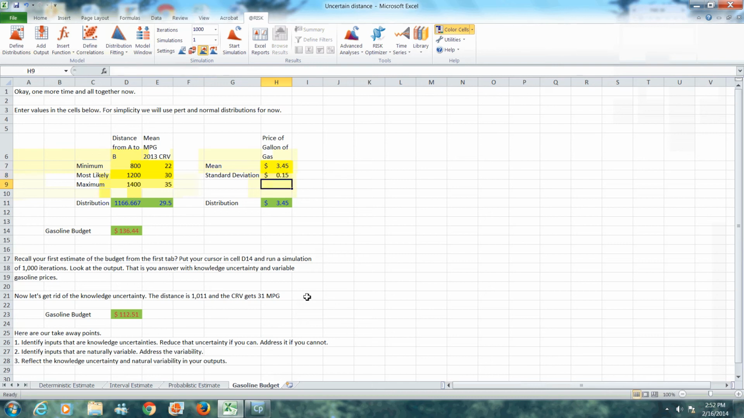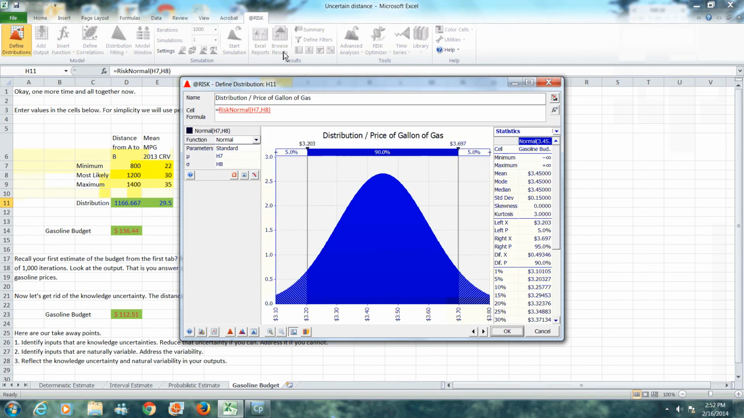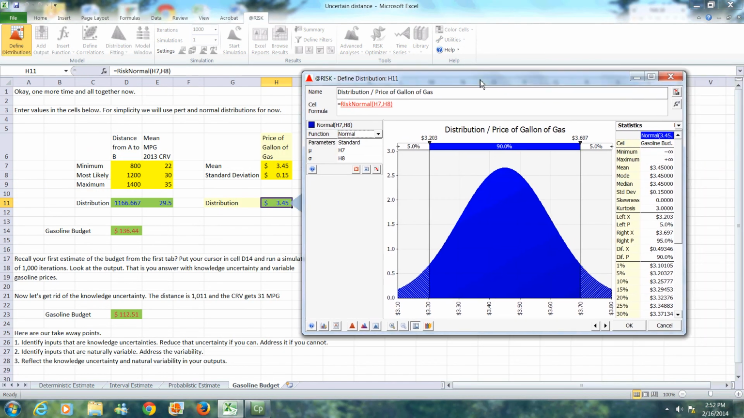So when I come on down here, I have a distribution here, a normal distribution. This is a picture of what the gas price could be. But this is a picture of natural variability now. If you play along with me and allow me to say that in fact the average cost of gas is $3.45 and the standard deviation is 15, then there is no knowledge uncertainty in here. This is all natural variability.